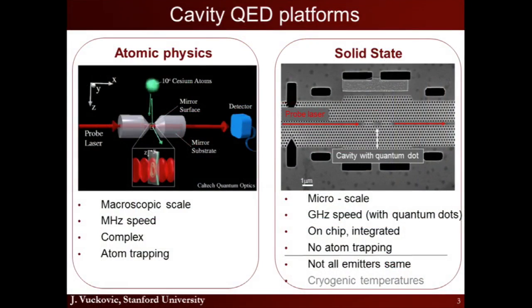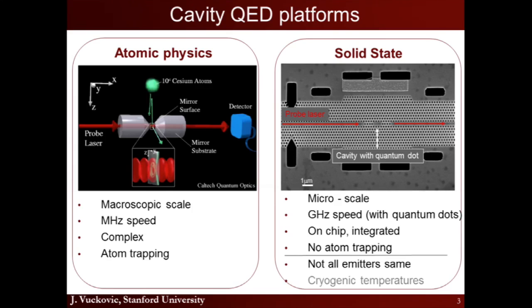When we embed a quantum dot inside the cavity, in a structure such as the one shown on the right, we basically build a solid-state platform for cavity QED, which is in many ways equivalent to the atomic physics platform for cavity QED shown on the left that people have been studying for decades. But the advantages of the solid-state platform are that first it has microscopic scale. Everything is on-chip integrated. We don't need a complex trapping apparatus because the quantum dot is naturally trapped inside the resonator.